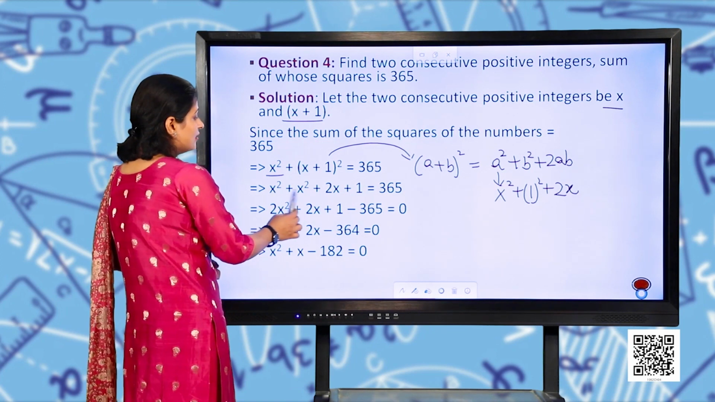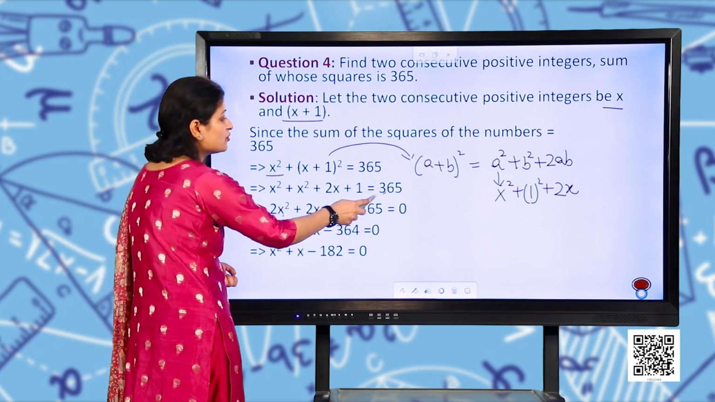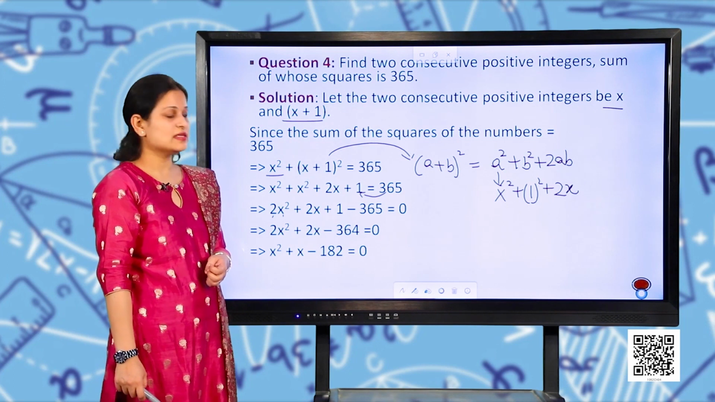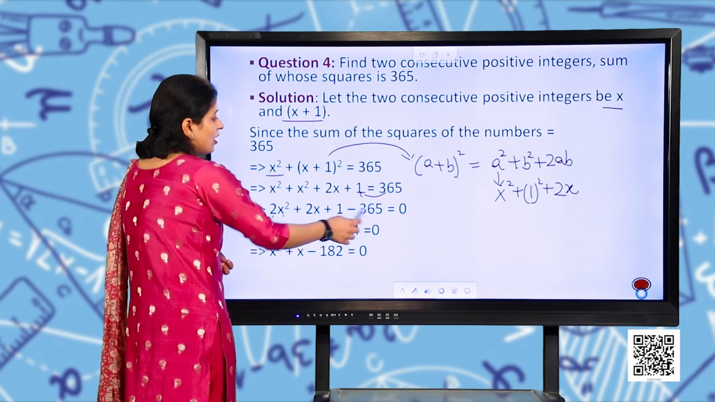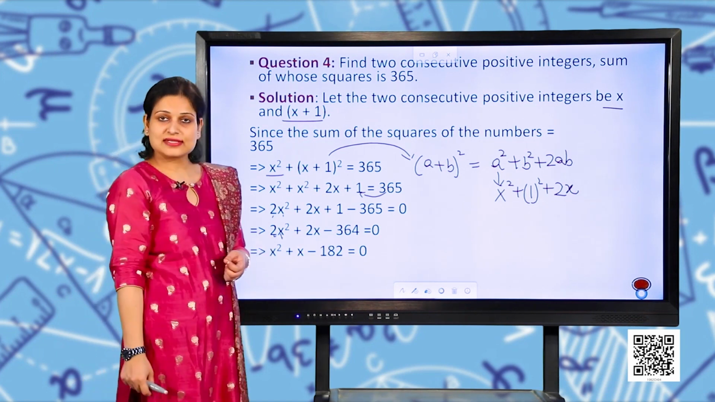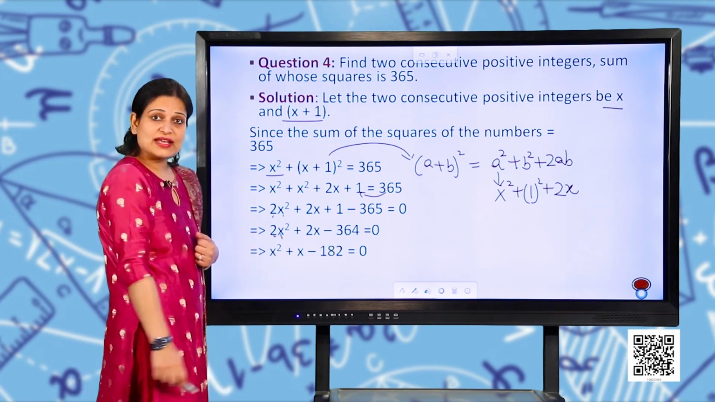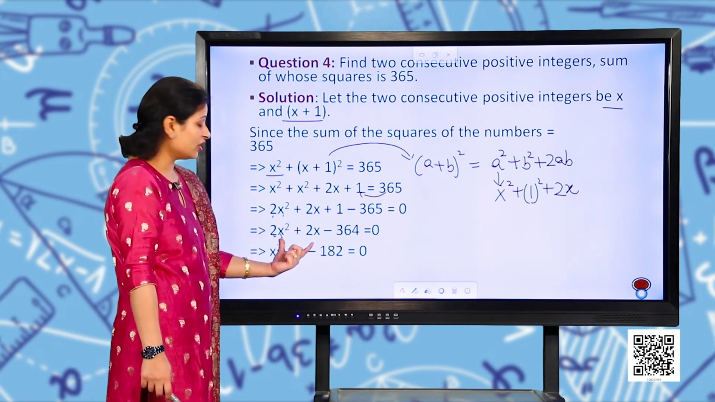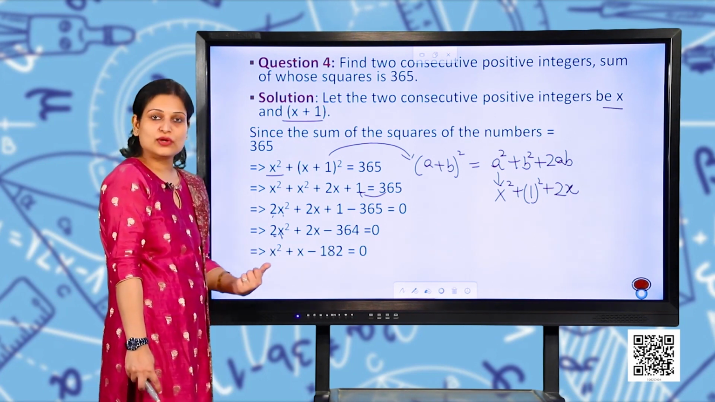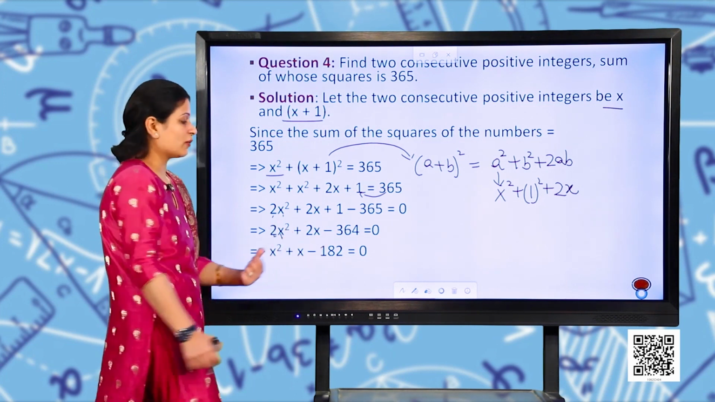Now, combine these two together, you will get 2x square plus 2x plus 1, and transpose 365 to the left hand side, you will get minus 365 equals 0. Now, after solving, you will get 2x square plus 2x minus 364 equals 0. As you can see, you can take 2 common from this equation. So, you will get x square plus x minus 182 is equal to 0, or you can divide this equation by 2. So, you will get this equation.